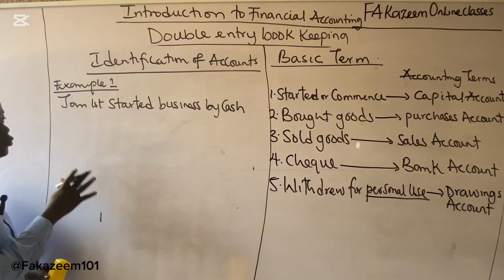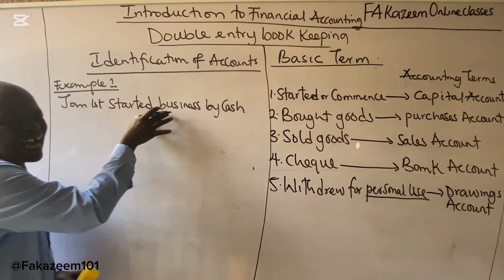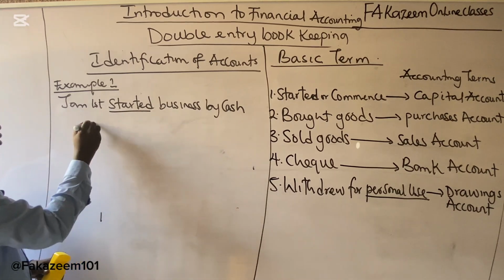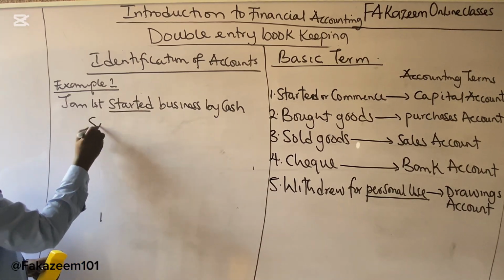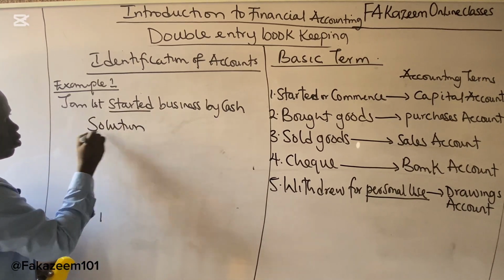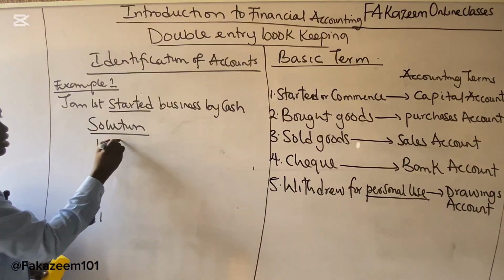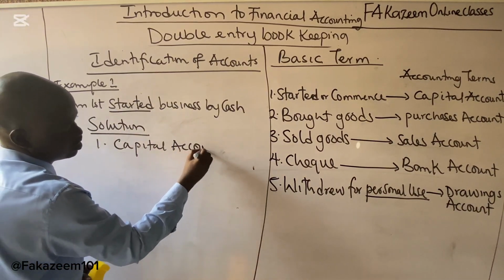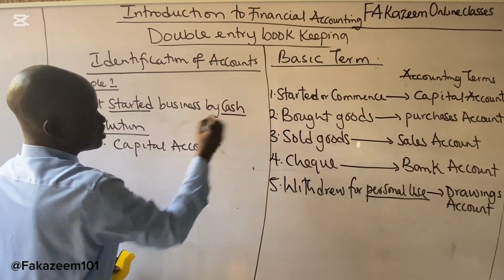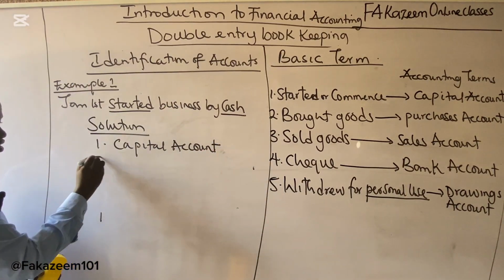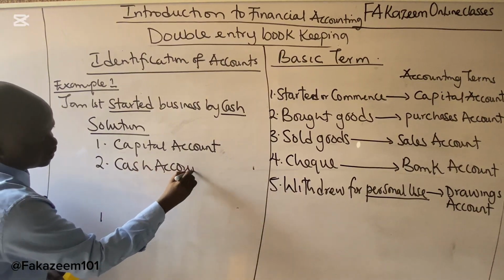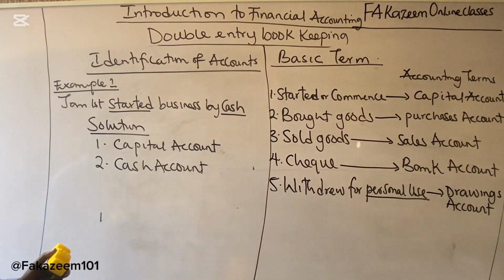This is a transaction. Now, the first thing you do is to identify two accounts from this transaction. How do you identify? You have identified one. Started, you have identified capital account. Started by what? By cash. The second account you have identified is cash account. That's the first thing you do.